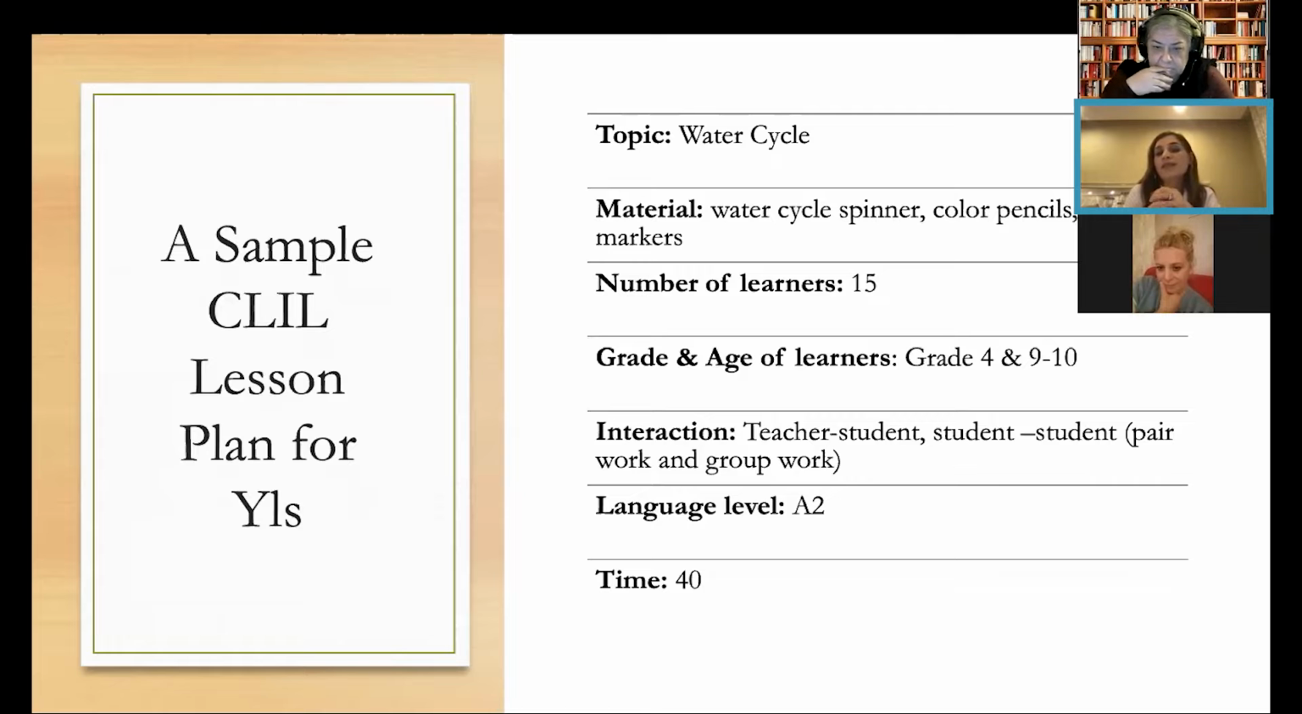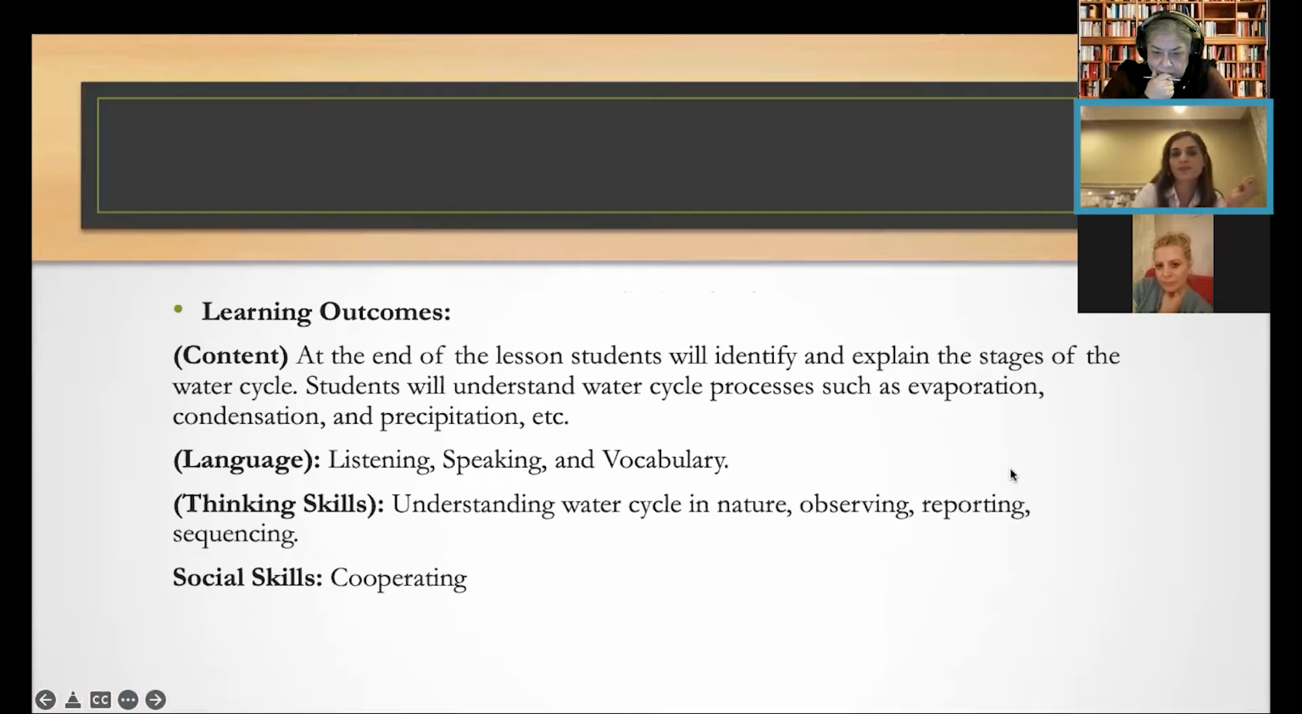The materials needed for this lesson plan are a water cycle spinner, color pencils, scissors, and markers. The number of learners is 15. They are fourth graders at the age of 9 or 10. The interaction is teacher to student and student to student. Pair and group work activities are involved. The language level is A2.